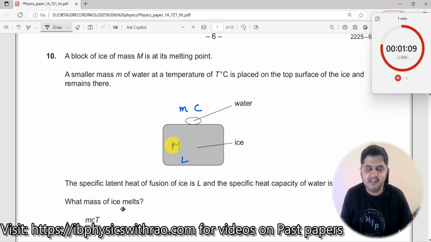Okay, what mass of ice melts? Why should the ice melt? Ice melts because now the water is giving you some amount of energy. Only a part of the ice melts here because it doesn't give you so much energy. So what we do is, let me consider that only x mass of the ice melts over here.